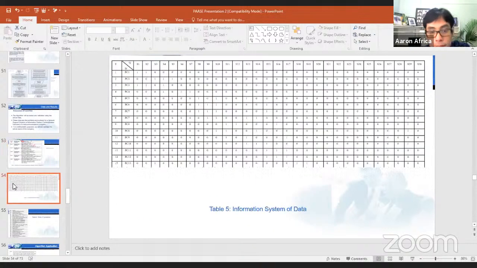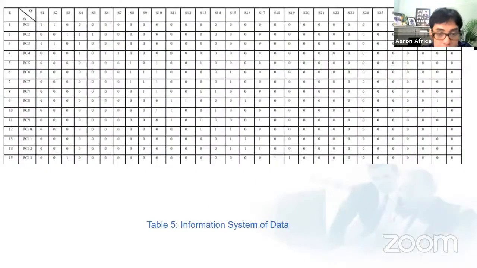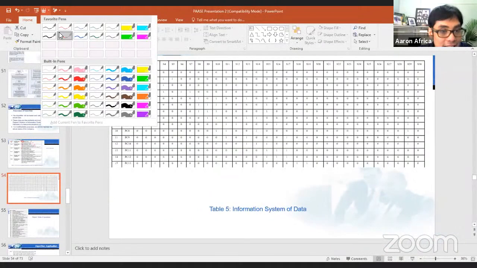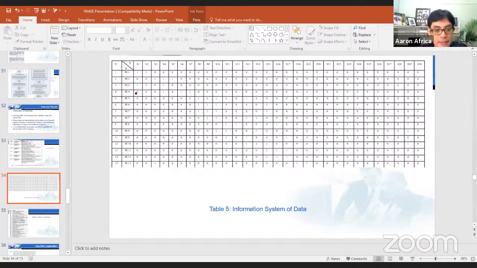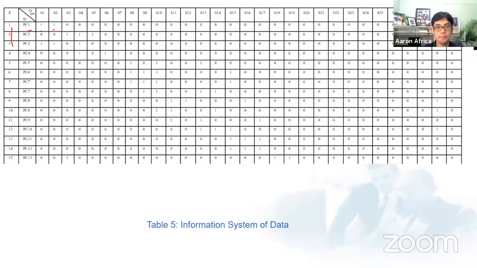Now, here is the information system of data. Of course, there is already a lot of data, and we write it in an information system. E is the number of cases, D is the possible cause, Q is the symptoms. For example, for PC1, what must exist is S1, S2, and the rest must not exist, so 0. We just write it in an information system.